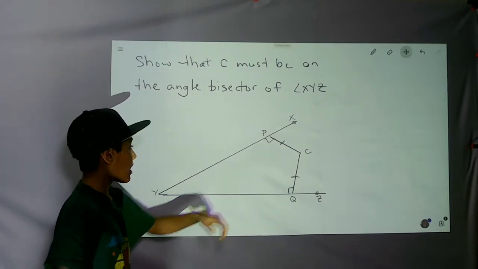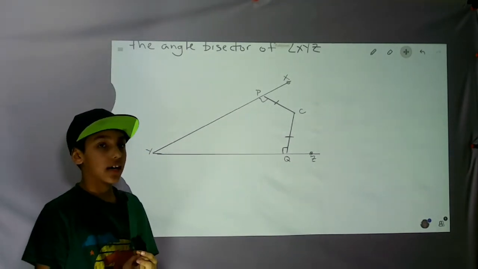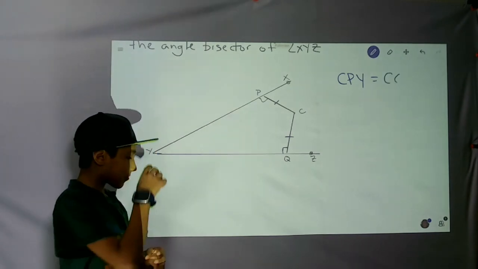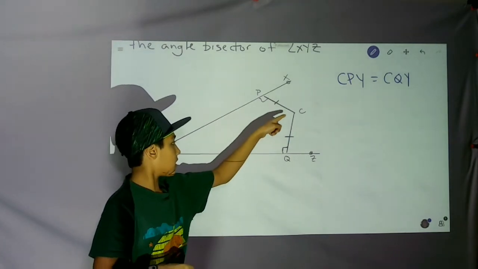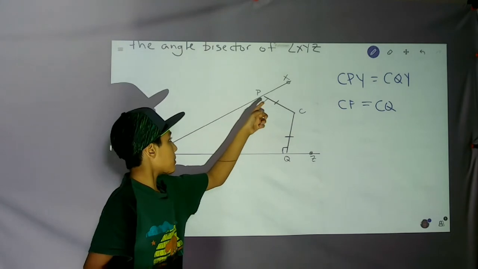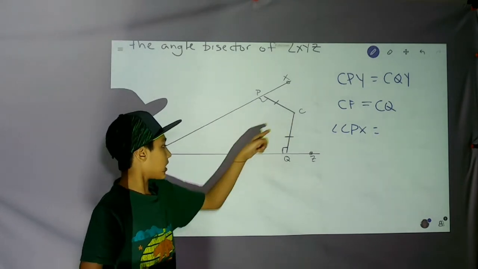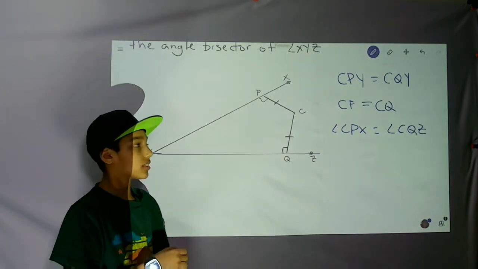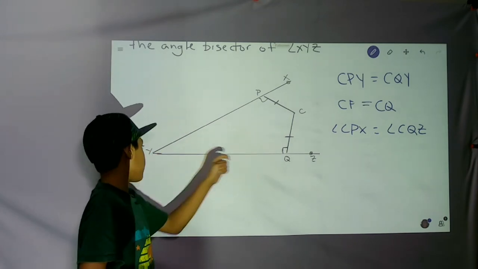So we know that angle CPY is equal to angle CQY, because we know CP is equal to CQ. And CP is equal to CQ, and angle CPX here is equal to angle CQZ, because we know these are both right angles, and this must be a right angle too, to show that this is a straight line. So that's how we know that CPY equals CQY.